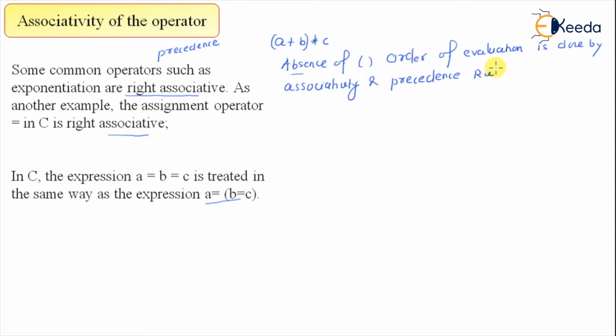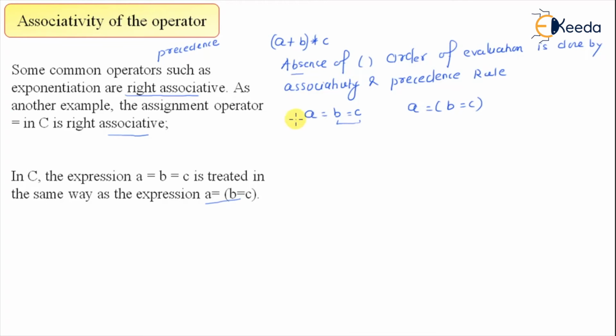So if I ask you about associativity, let's start with A = B = C. Who will be first, who will be second? By default, this expression is equivalent to A = (B = C). That means this part will happen first, the value will be assigned to B from C first, and then that value will be assigned to A.